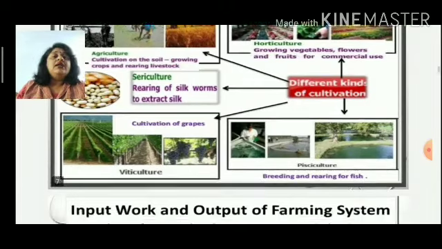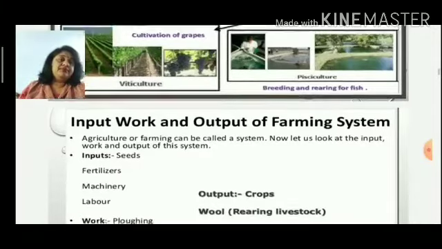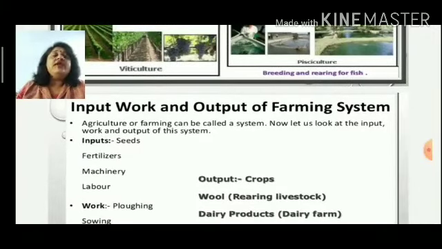Now here we are having input, work and output of farming system. What is input and output? Input is all that which farmers give to the soil. Farmers sow seed, right? And whatever he gets in the output, it all includes income and जो भी उसकी रिक्वायरमेंट है, उसका इनकम सोर्स है, whatever it is there. Now agriculture or farming can be called a system.